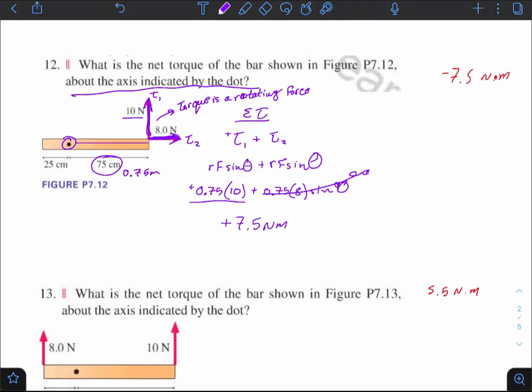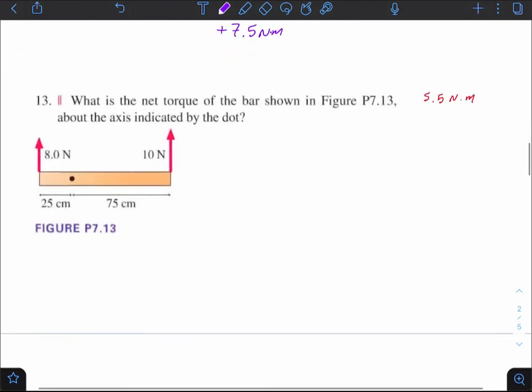I don't know why the key says negative 7.5. Maybe I copied that one wrong too. Nope, that is correct. I used a key from a different year where they changed the direction of the force. So it is positive 7.5 Newton meters.